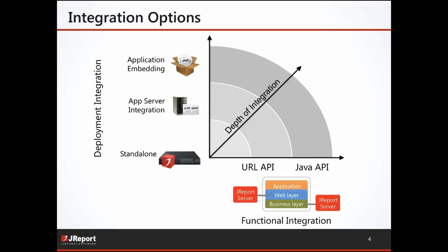On the functional side, we have URL and Java API integrations, where you can actually pass API variables through the URL so that you can send specific parameters and URL variables to control reports and dashboards that way. And of course, your application can use our JReport Java APIs directly to control the functionality of JReport Server from your host application. So different options to provide functional integration.